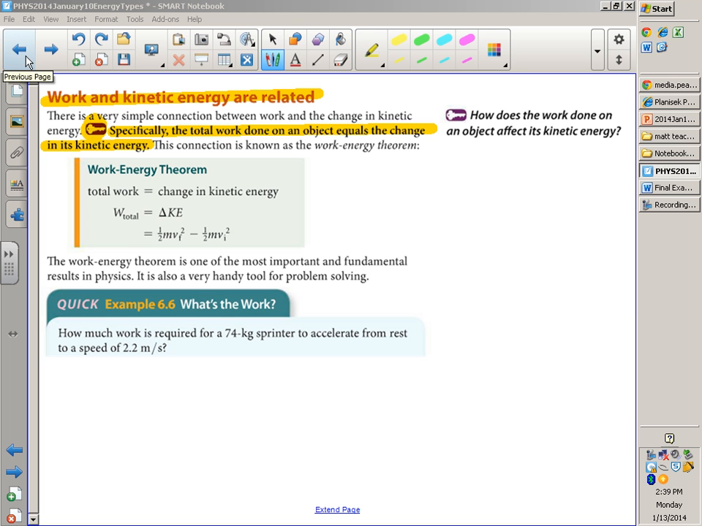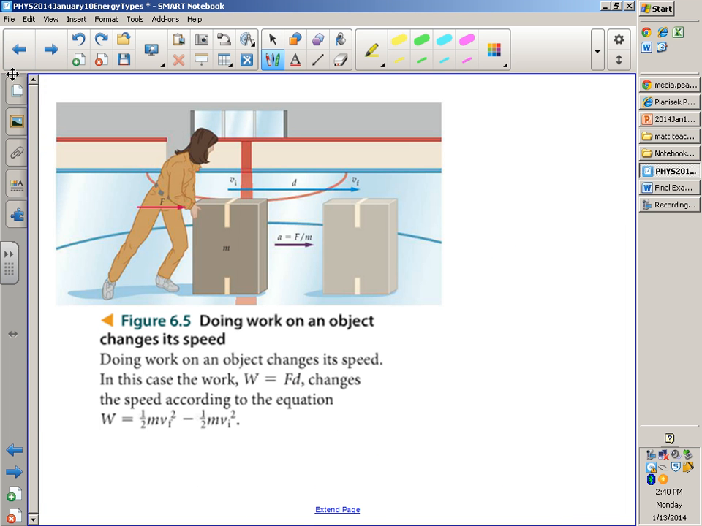If we go back to the front page, you have this picture of this lady pushing this box, yes? Is this lady doing work on the box? Yeah, why? It's moving and she's applying a force and it moves because of her force, right?